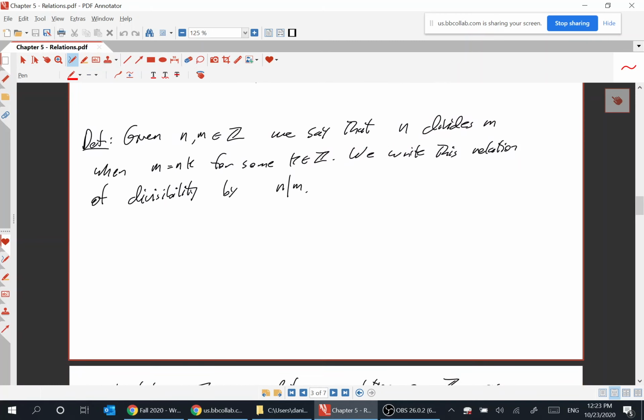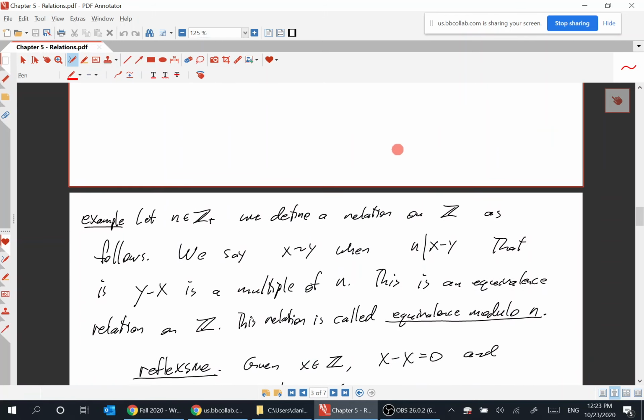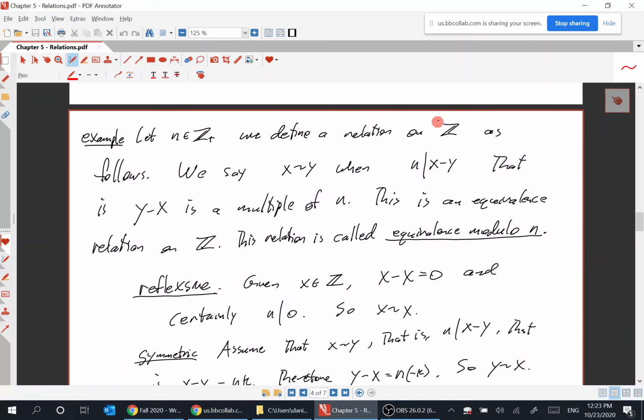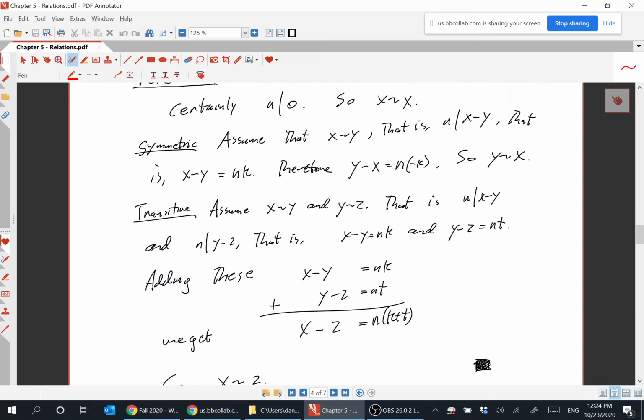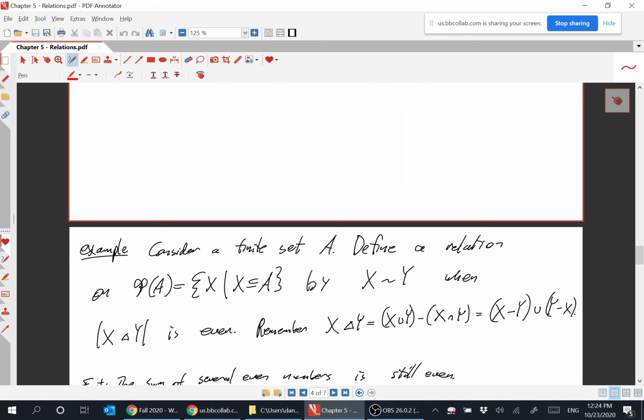The second equivalence relation was on the set of integers, a very important one that gets used a lot. Given a positive integer n, at least two usually, we don't usually take one, define a relation on the set of integers as follows. You say that x is related to y when n divides x minus y, that is, y minus x is a multiple of n. That's an equivalence relation. It's called equivalence modulo n. And you have to show that it satisfies the three properties of equivalence relations.